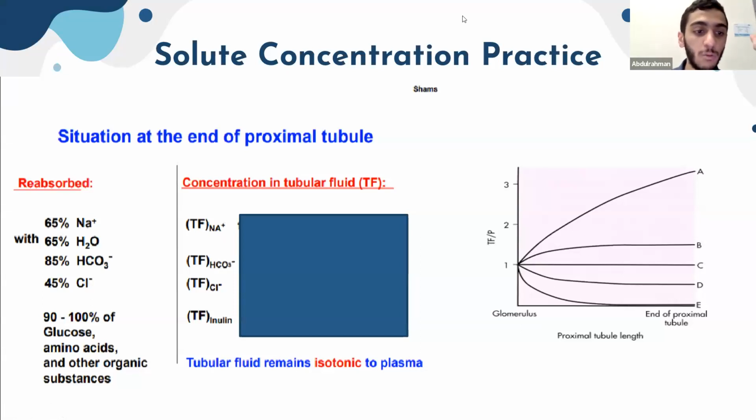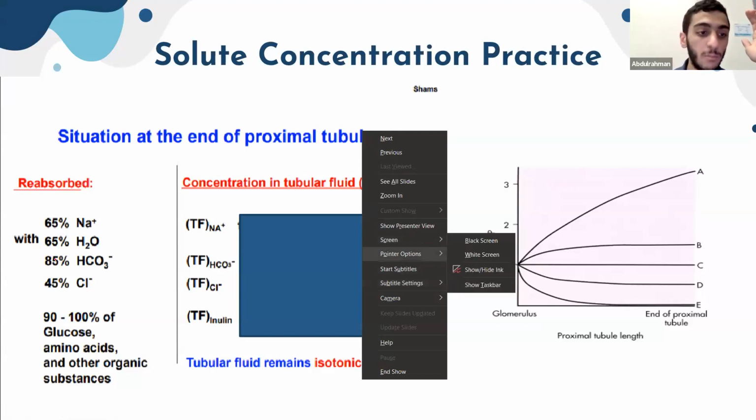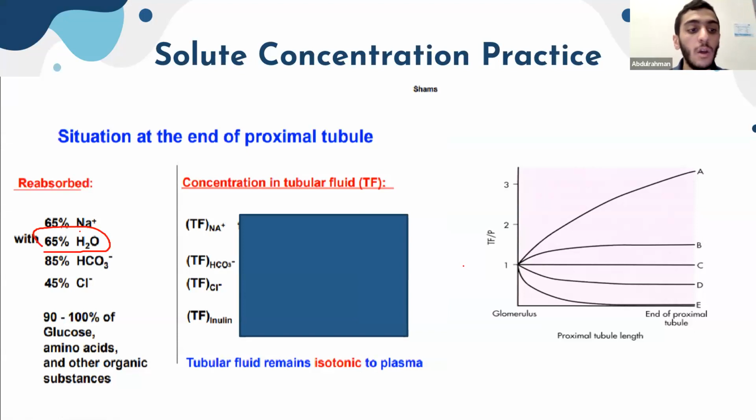This was for you guys to practice. Please try and answer in the chat with me. Tamam? We said we reabsorb 65% of sodium. Our basic water amount that's creating the concentration gradient here is at 65%. So sodium is reabsorbed at 65%. On the graph, is it going to be A, B, C, D, or E? Which do you guys think? Okay, C. You're right, because it's absorbed at the same amount as water.